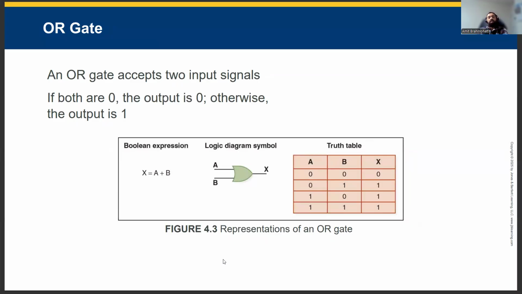OR gate. The OR gate outputs 1 if at least one input is 1. Only when all inputs are 0 does the output fall to 0. In Boolean notation, we write A plus B for A or B. The symbol is curved at the input side and pointed at the output. OR expresses that either condition suffices, useful for combining multiple possible triggers or enabling signals that can come from different sources.